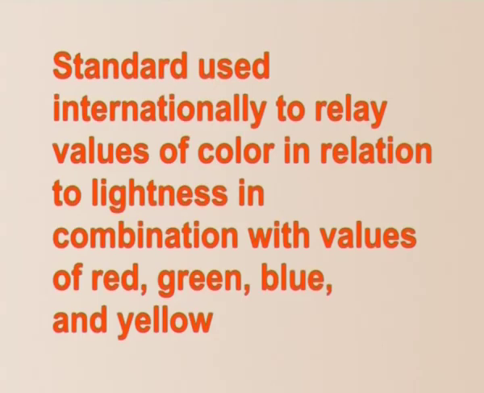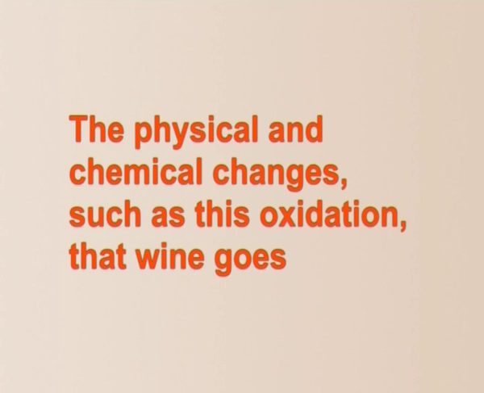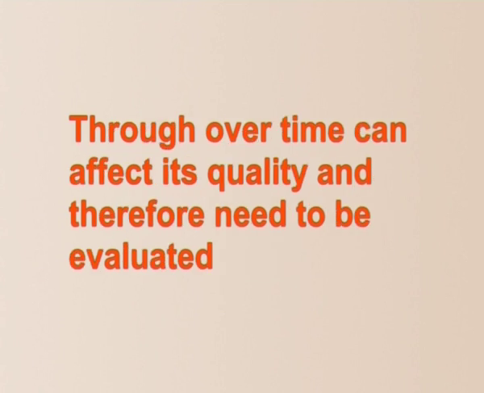The International Commission on Illumination, that is the CIE scale, is the standard used internationally to relay values of color in relation to lightness in combination with values of red, green, blue and yellow. Factors such as color and intensity can provide information about the quality of the wine. Phenols are chemical compounds found in alcohol that contribute to the body and structure of the wine. As the wine ages, these compounds will oxidize. The physical and chemical changes due to oxidation that the wine goes through over time can affect its quality and therefore need to be evaluated.